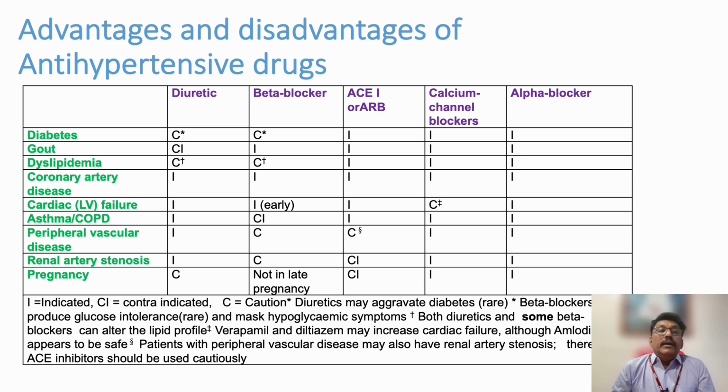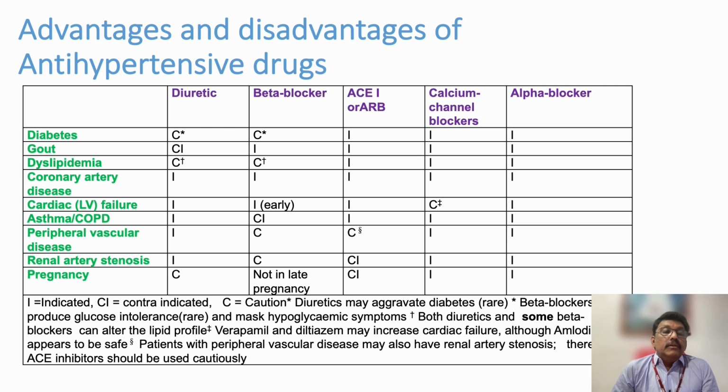Now, there are a lot of advantages and disadvantages for various drugs. Diuretics can sometimes produce problems in diabetic patients. Gout can be increased with diuretics. Cholesterol levels can be increased with drugs like beta blockers.